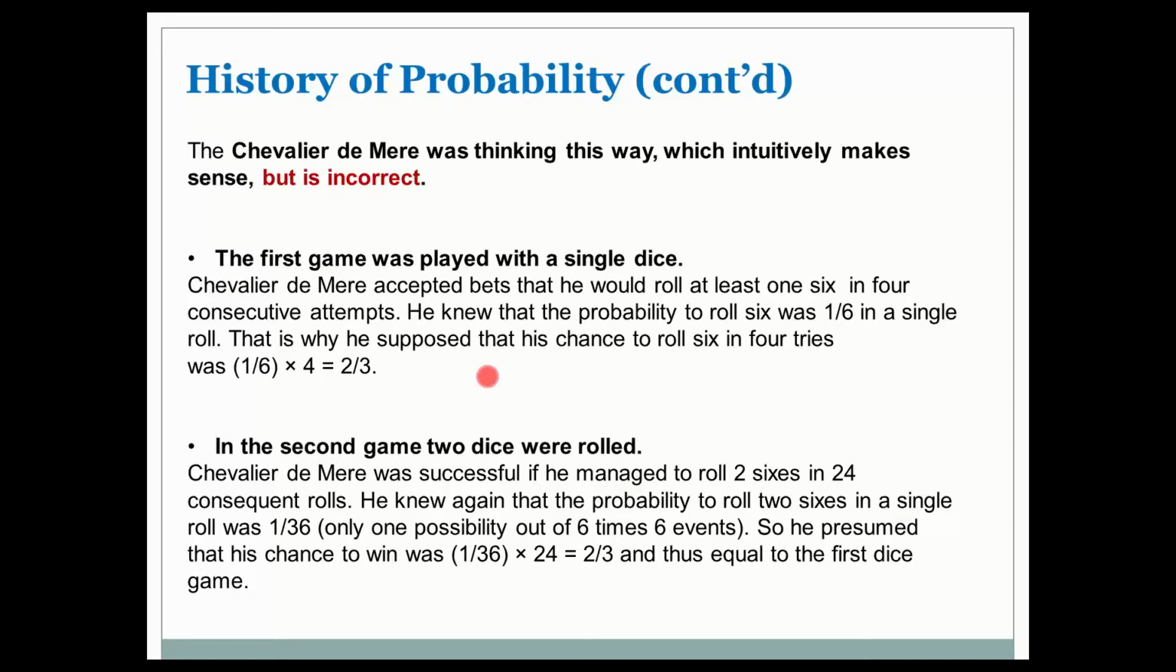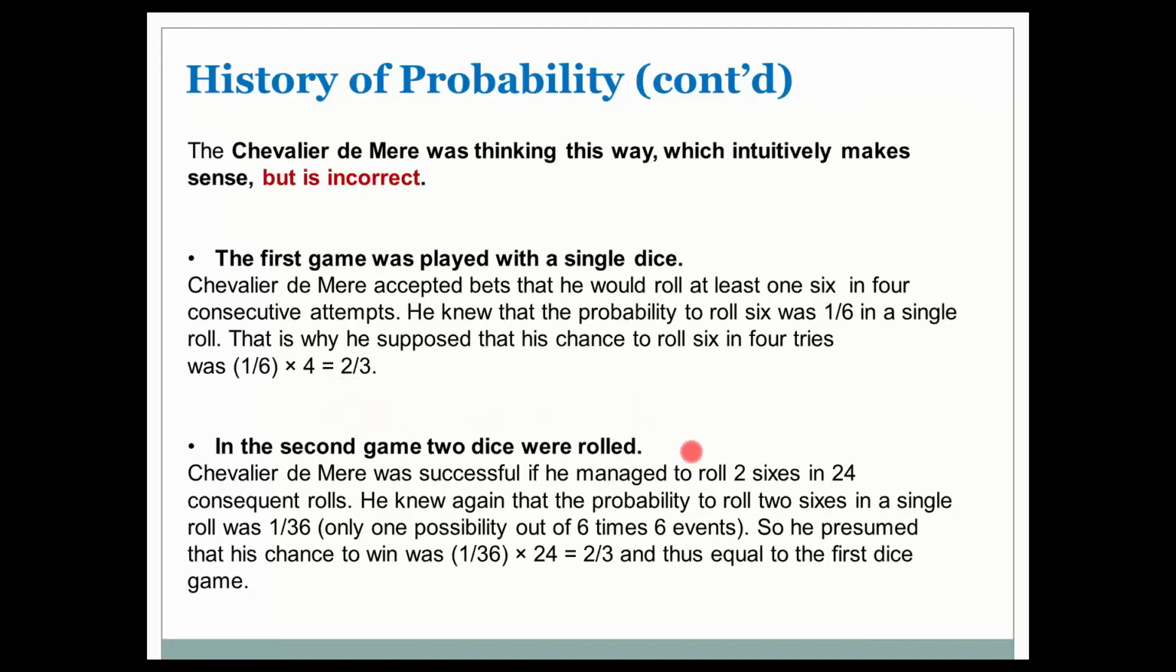But the first game he played was with a single dice. He bet that he would roll one dice 4 times, and what was the probability he'd get at least one 6. So the way he figured it out was he figured that it's 1/6 of a chance of winning every time, times 4 plays. So he should be winning 2/3 of the time. So that's great. It's good odds for him.